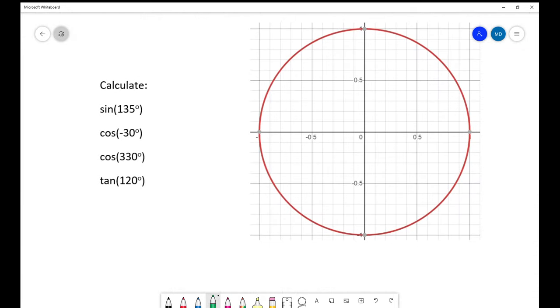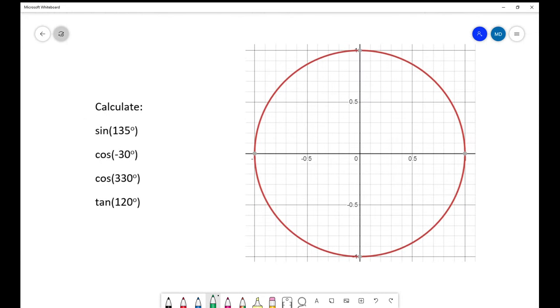So let's have a look at this. Calculate sine of 135 degrees. Now sine of 135 degrees is going to be here. Remember, we take the angles anti-clockwise, and this is our angle of 135 degrees. Now how do I know what these points are?